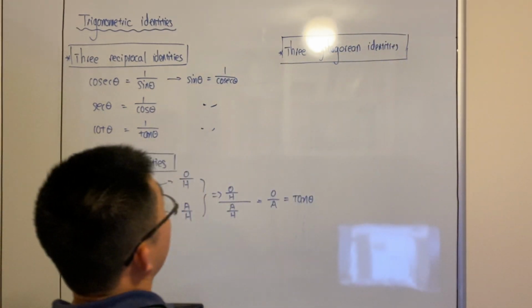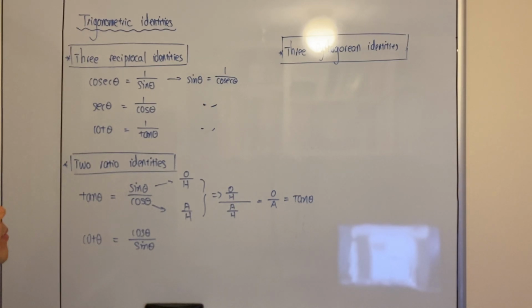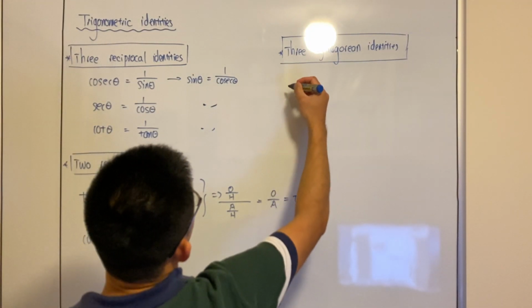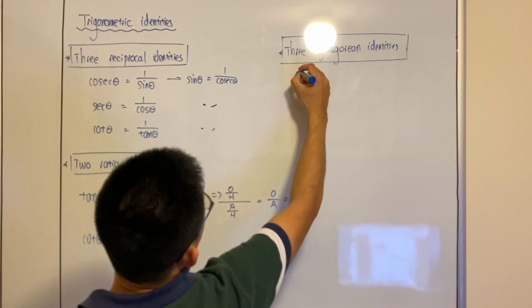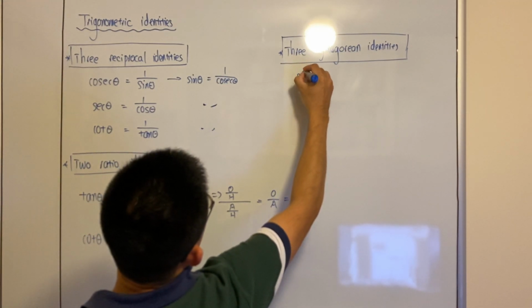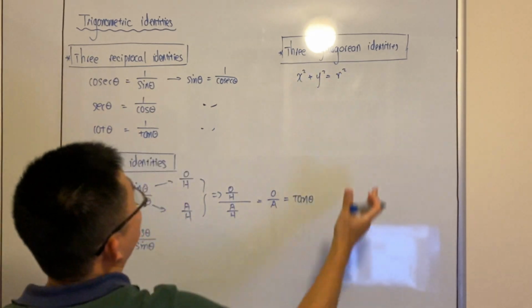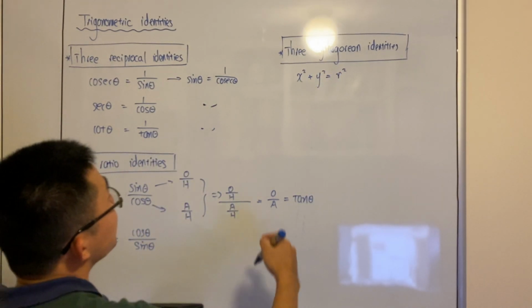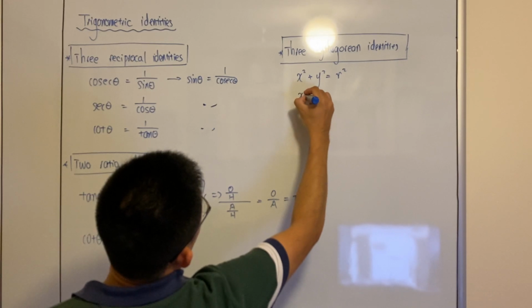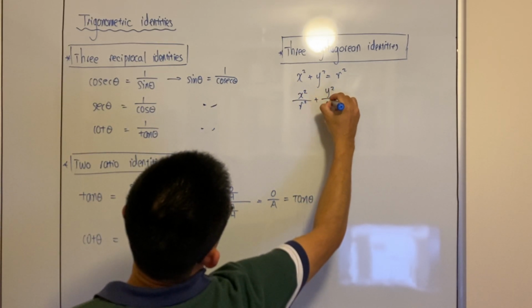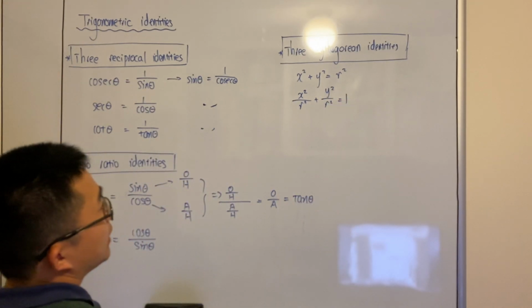Alright, so they definitely come from the Pythagoras theorem. There are two different ways we can prove the three Pythagorean identities. One of the easy ones to prove is using the equation of a circle. Now we know the equation of a circle is x squared plus y squared is equal to r squared, which is also Pythagoras. And then we can divide everything by r squared, so we get x squared over r squared plus y squared over r squared is equal to 1.